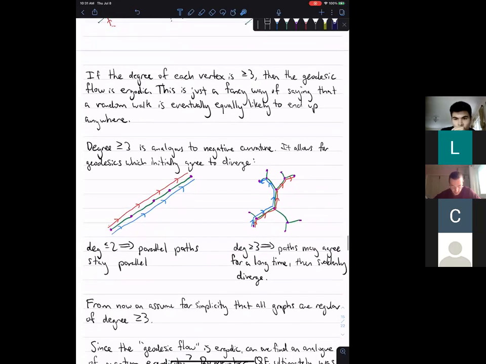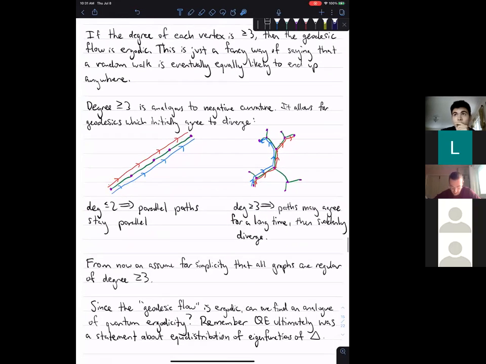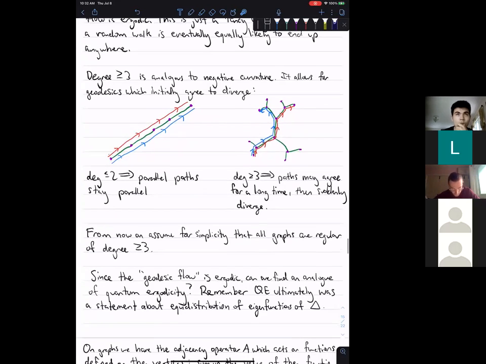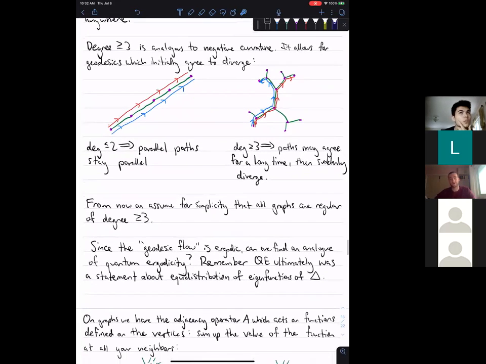So from now on, assume for simplicity that all graphs are regular. That means that the number of edges coming out of each vertex is the same for all vertices, and that degree of regularity is at least 3. So I've defined a geodesic flow on a graph, and I've said it's ergodic. So now the question is, is there an analog of quantum ergodicity in this context?